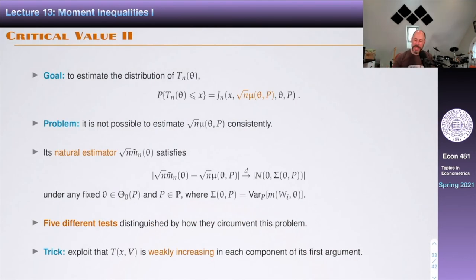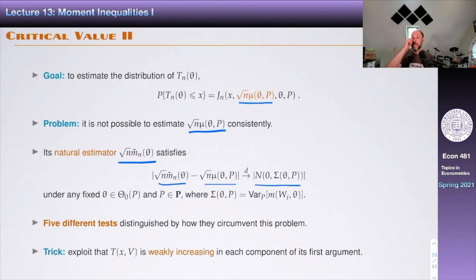I'm saying, this is difficult because this is square root n times a mean, right? So how do you estimate consistently square root n times the unknown mean? What would be your estimator? A natural estimator would be square root n times the sample mean. But then the difference between square root n times the sample mean and square root n times your mean doesn't converge to zero, it converges to the absolute value of a normal.